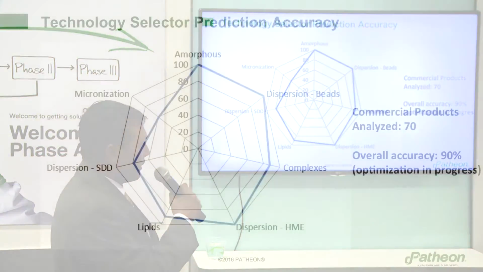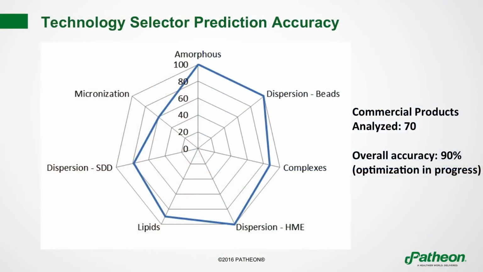Some more analysis of commercially available products. There's a spider plot which shows about 70 products were analyzed. For about 90% of these commercially available products, our predictor successfully predicted the particular technology being marketed.